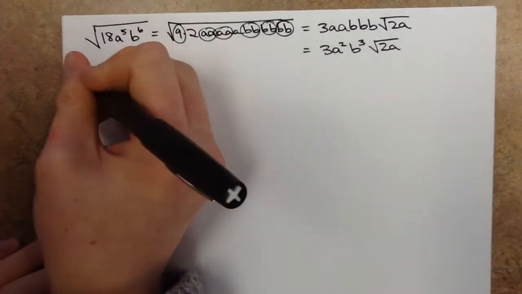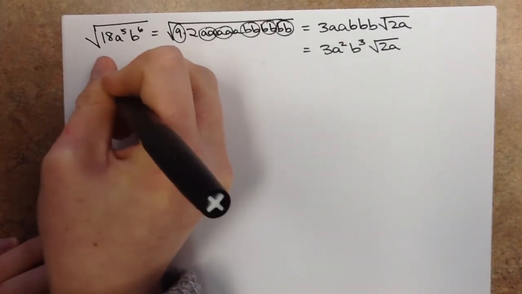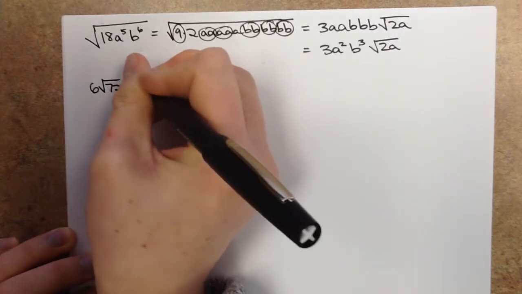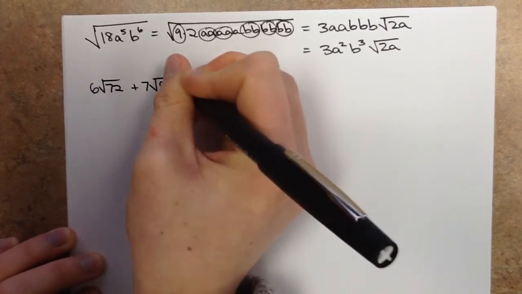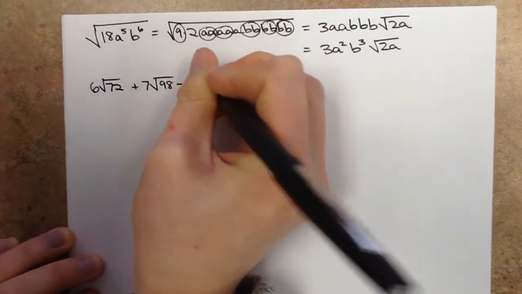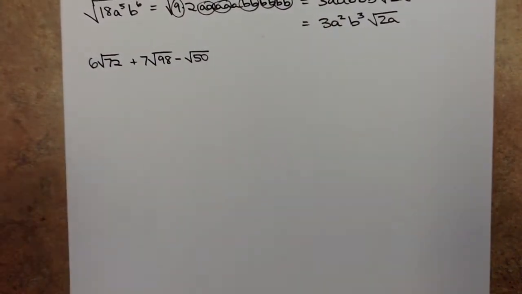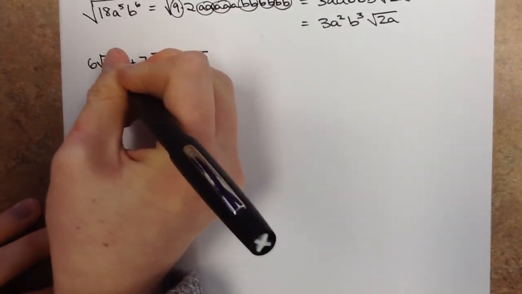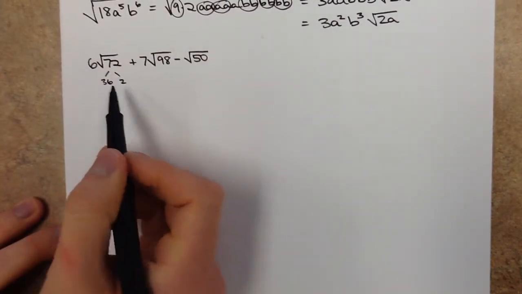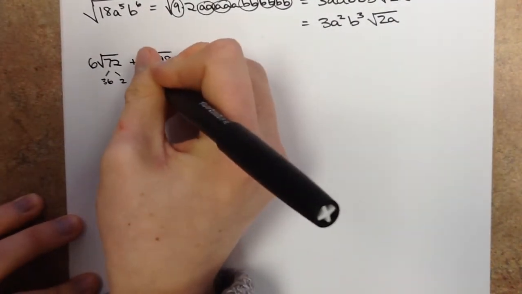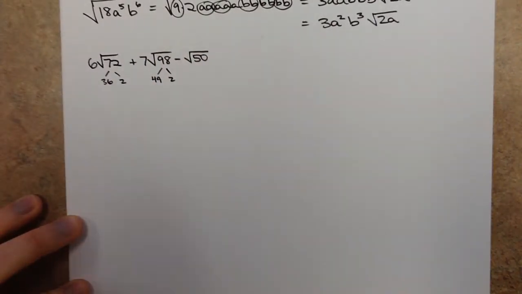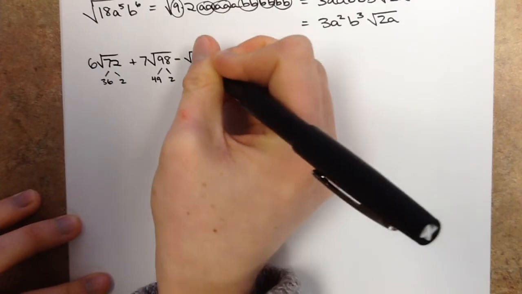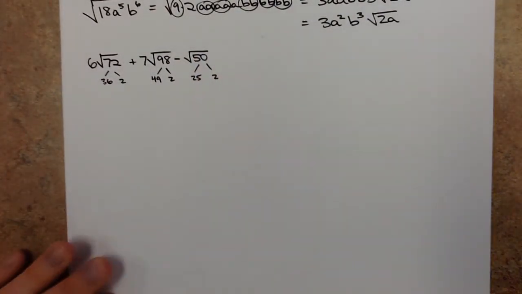Okay, let's look at an example of combining like terms. Okay, so combining like terms is combining like radical parts. So right now, none of the radical parts are like at all. But what we can do is all of them have perfect square factors that we can simplify. So square root of 72, for instance. 72 is 36 times 2. 36 is a perfect square. 2, of course, is not. 98 is 49 times 2. 49 is a perfect square. And 50 is 25 times 2, where, of course, 25 is a perfect square.